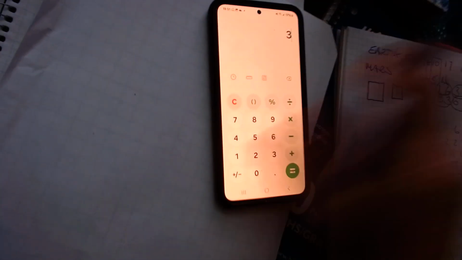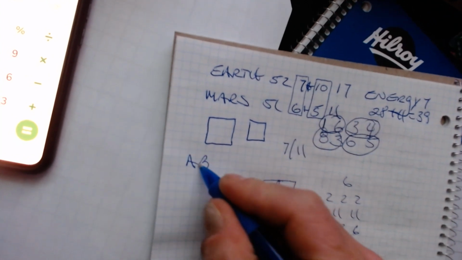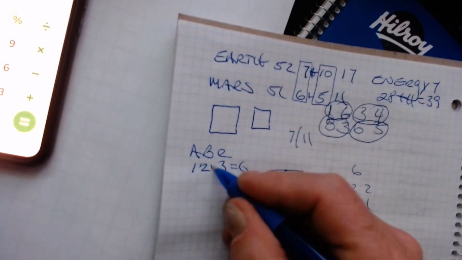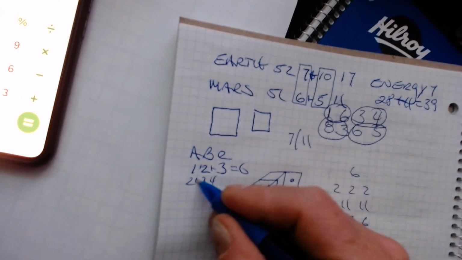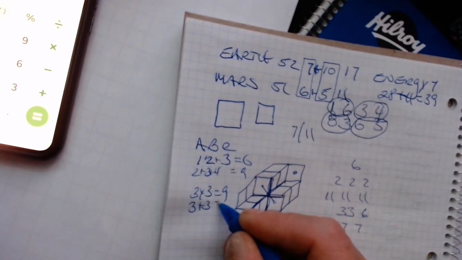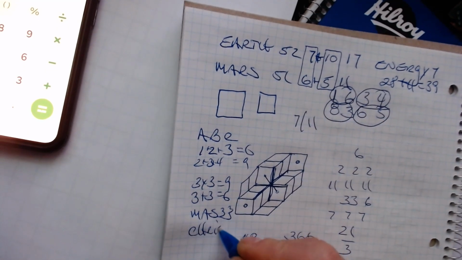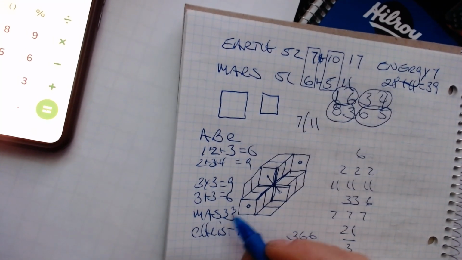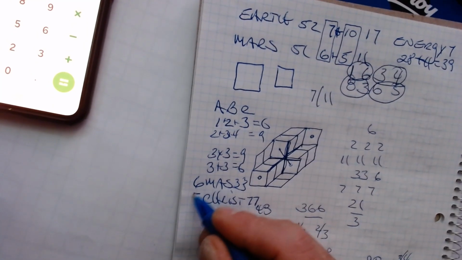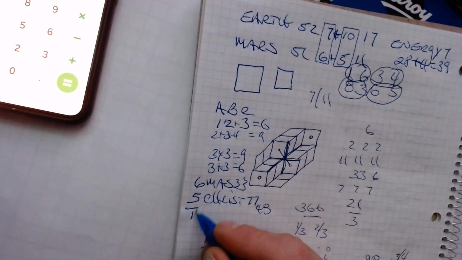So now when we turn our page back over to here, we have what is ABC? Well, you have ABC, which is just like 1, 2, 3. When you add it, the total equals 6. When you had 2, 3, 4, it equals 9. 3 times 3 equals 9. 3 plus 3 equals 6. The word mass is 33. The word Christ is number 77. 3 and 3 equals 6. 7 and 7 equals 14. 1 and 4 is 5. The student of Christ, number 56. This equals 11, and that is your creation.